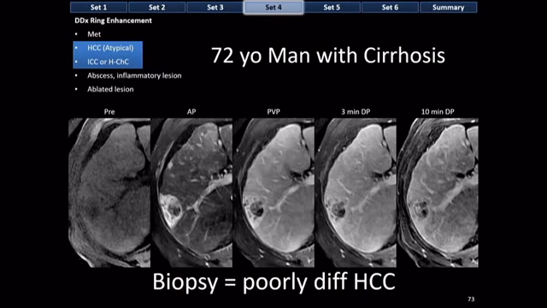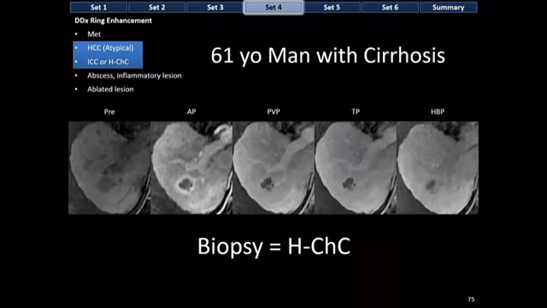Anyway, we knew this was a cancer, didn't know what kind of cancer it was. Biopsy, poorly differentiated HCC. And finally, one last one, ring-enhancing lesion in a 61-year-old man, clearly cancer. Don't know what kind of cancer this is. Do a biopsy, and this was a hepatocholangiocarcinoma. Okay, enough on cirrhosis.